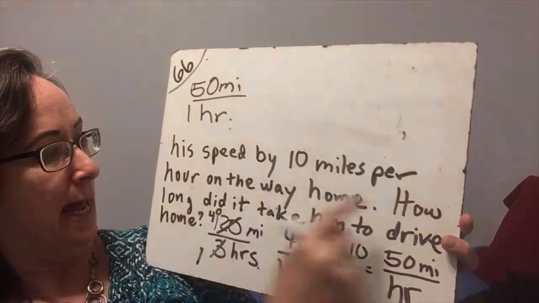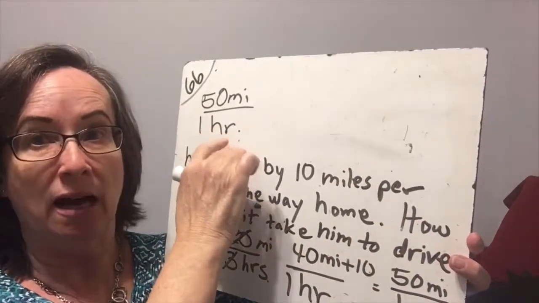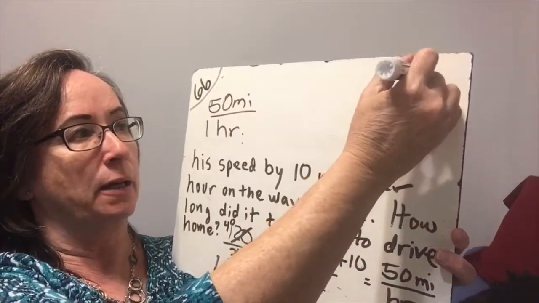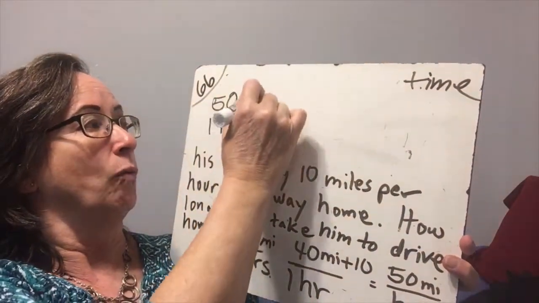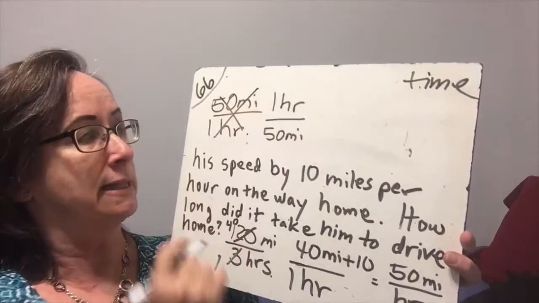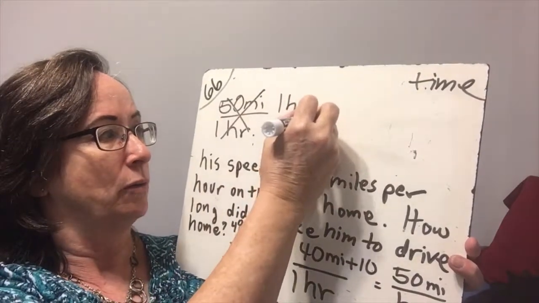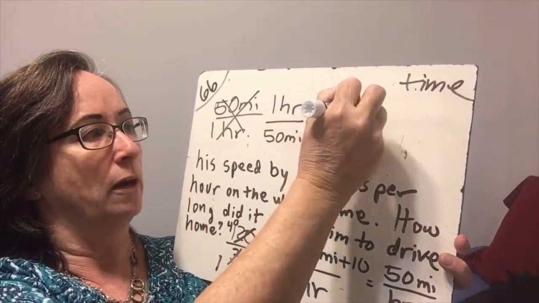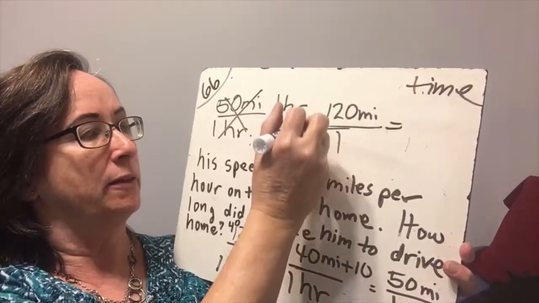But they said, how long did it take him? So we want time to come out. So we want time on top. So we're going to flip this one over because we want time to come out. And when we flip this over, it's going to be 1 hour per 50 miles. So we're just going to cross that one out, flip it over. That is his rate, and now we're going to multiply by the 120 miles that he has to go home. So we're going to say there's just a 1 on the bottom of that, and now the miles will cancel miles.